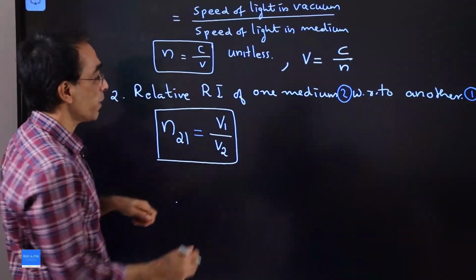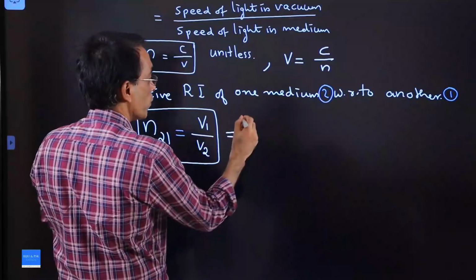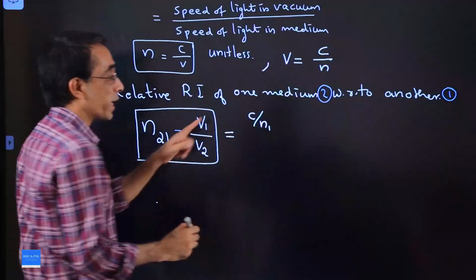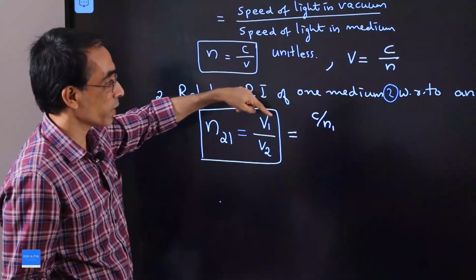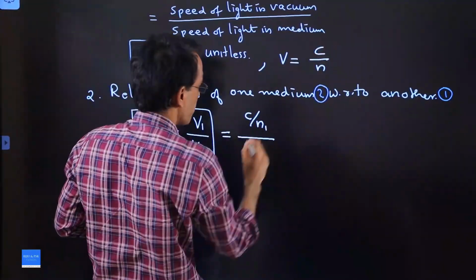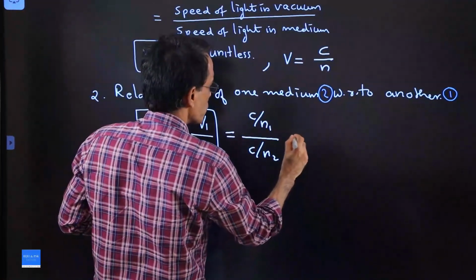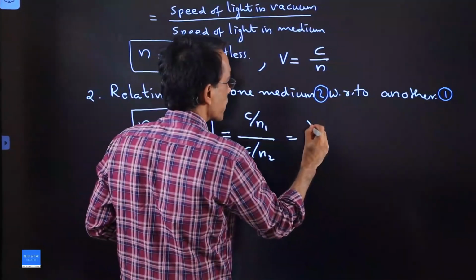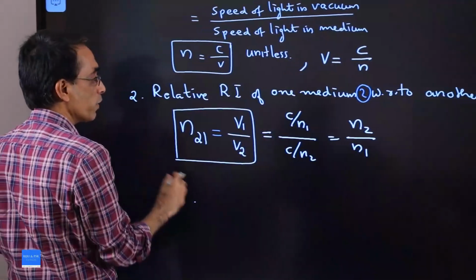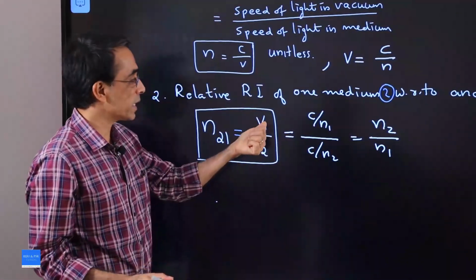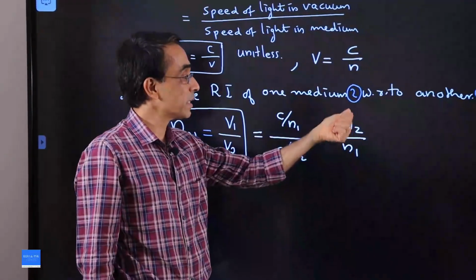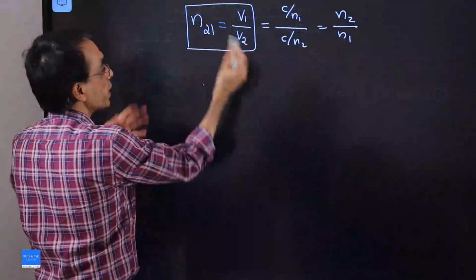If V equals C by N, then V1 will be equal to C by N1, where N1 is the absolute refractive index of the first medium, divided by V2, which equals C by N2. So C and C cancel, and this gives you N2 divided by N1. So relative refractive index has two equations: either V1 by V2, where V1 and V2 are the speeds of light in the two media, or N2 by N1. From this, we can continue further.